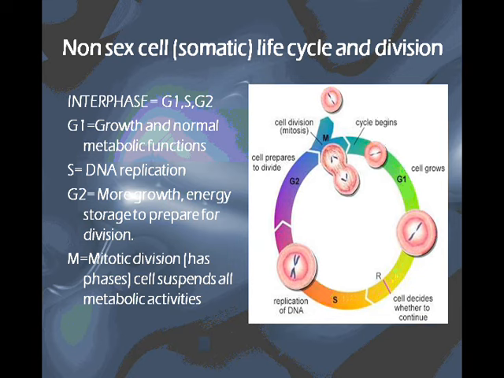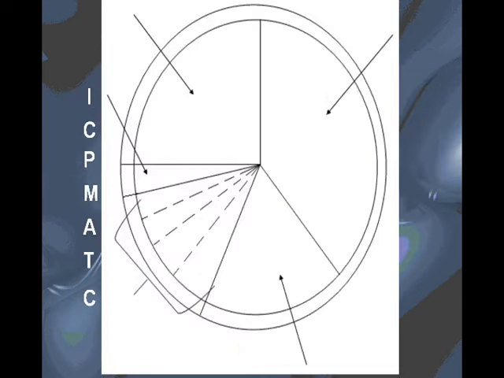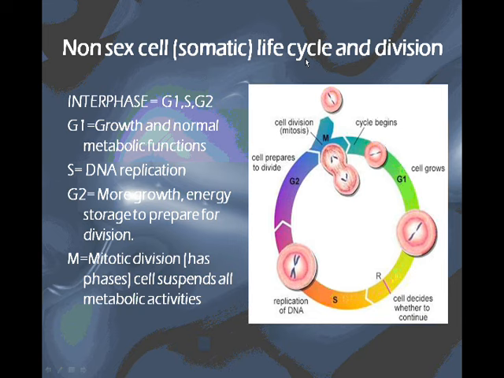The second stage after G1 is DNA replication. And DNA replication is when a cell makes a copy of its DNA. DNA replication is shown on this pie piece here. That's called the S stage. S stands for synthesis because more DNA is being synthesized.